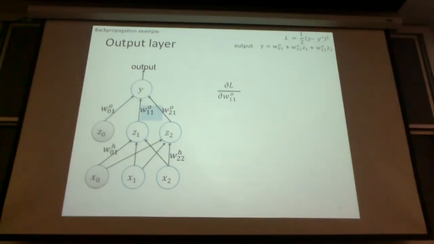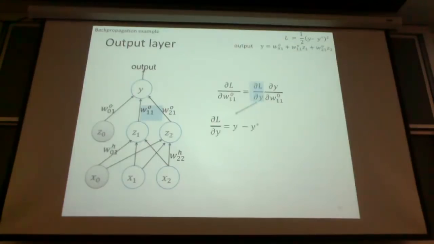Let's do one more example. Let's do the W_11, the thing that's highlighted in blue there. Again, the same story. L is not a function of W_11, but L is a function of Y, and Y is a function of W_11. So the chain rule applies.